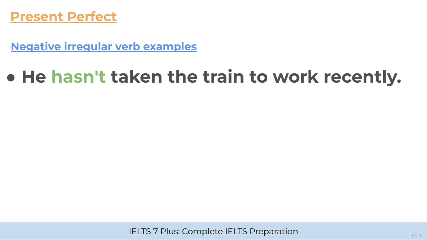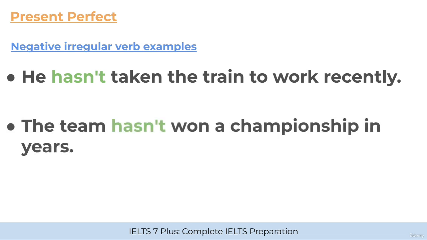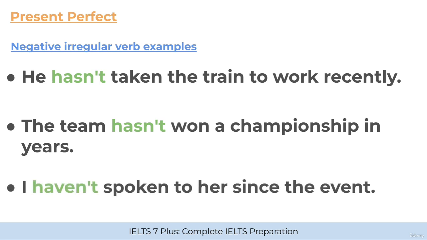Irregular verbs now. We do exactly the same as how we create the present perfect with the regular verbs. We still want to follow the same pattern, just with that not. And so, he hasn't taken the train to work recently. The team hasn't won a championship in years. I haven't spoken to her since the event.